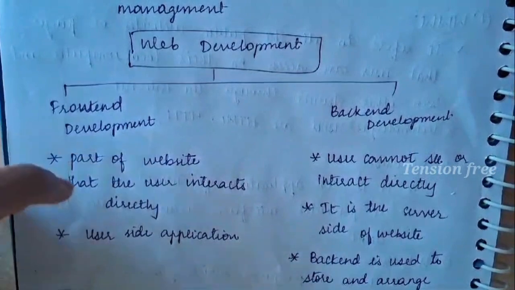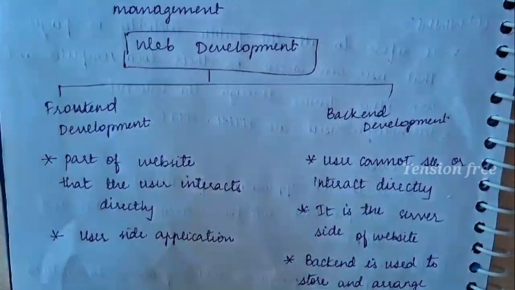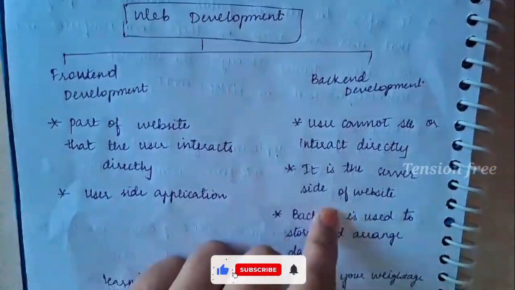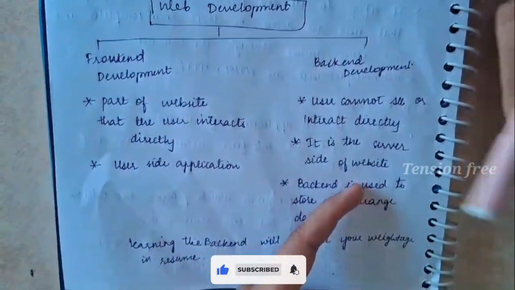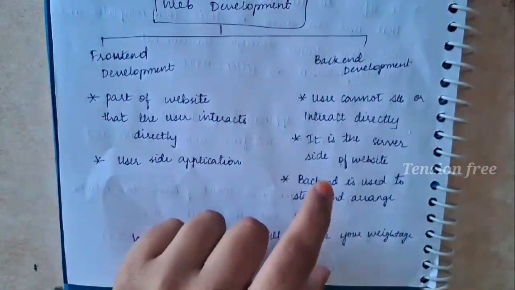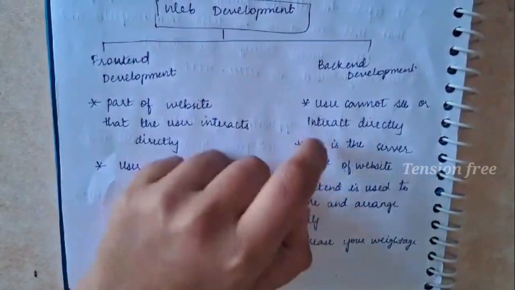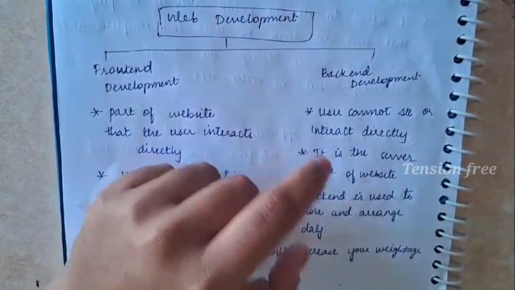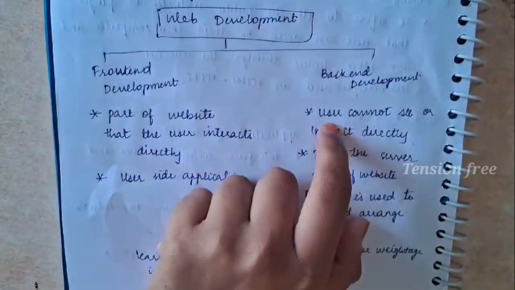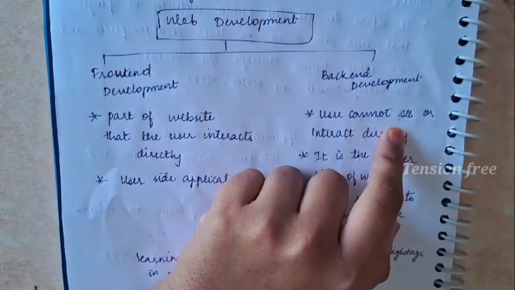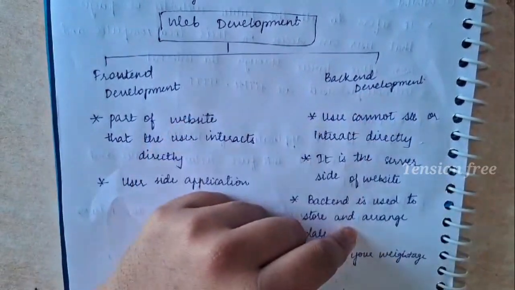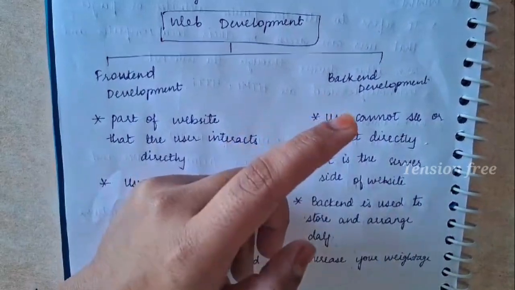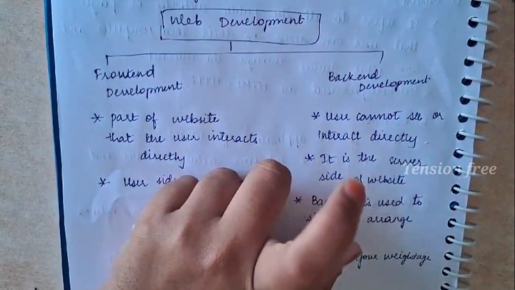We cannot extend the process behind the user side, whereas in the back end we can extend the process beyond the user, on the server side of the website. We can even store the information and arrange it in a proper manner. We cannot interact with it directly; we cannot see this process. Learning web development will provide weightage towards the resume. So next.